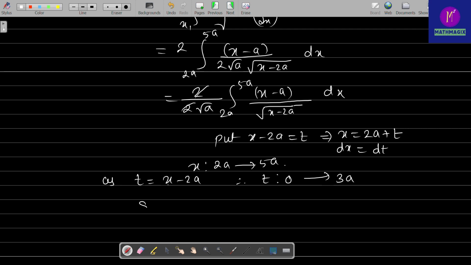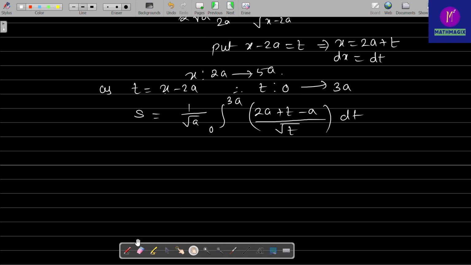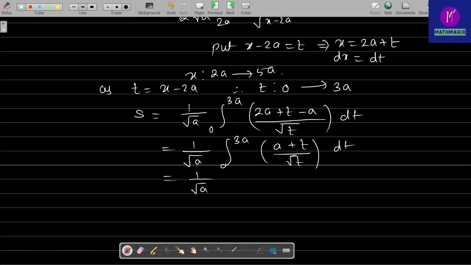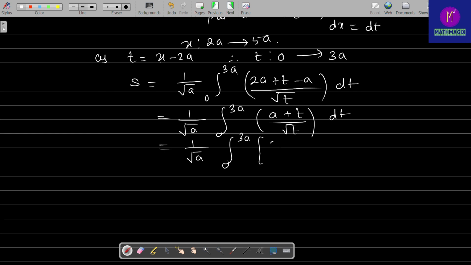So the above integration s is equal to 1 upon square root of a, integration from 0 to 3a of (x minus a). Now the value of x is 2a plus t, minus a, divided by square root of t. dx is nothing but dt. Now let us integrate this term. So this is 1 upon root a, integral from 0 to 3a of (2a minus a, which is a, plus t) divided by root t dt. Let us first separate the numerator and then we will integrate it. So it is nothing but a upon root t plus t upon root t dt.